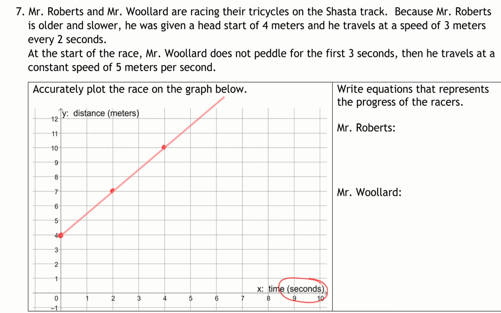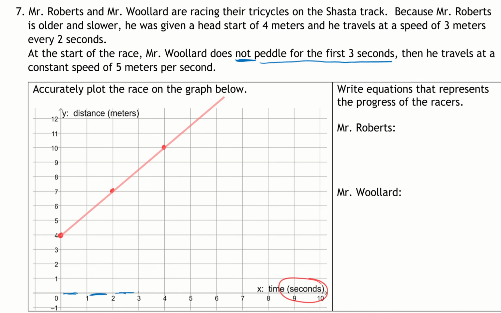Mr. Woolard does not pedal for the first 3 seconds. And I know why. He's confident. I'm not a threat. He's going to win this race. So what does he do? He just sits there and he does not pedal for the first 3 seconds. You can imagine they say on your mark, get set, go, right? And I'm going along here. There's my 1 second, 2 seconds, 3 seconds. But what's Mr. Woolard doing? He's just sitting here for 1 second, for 2 seconds, for 3 seconds.